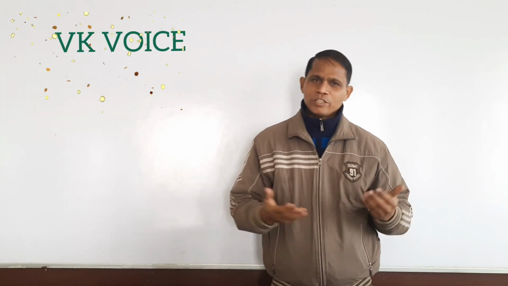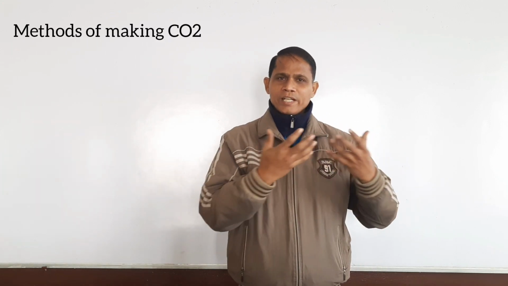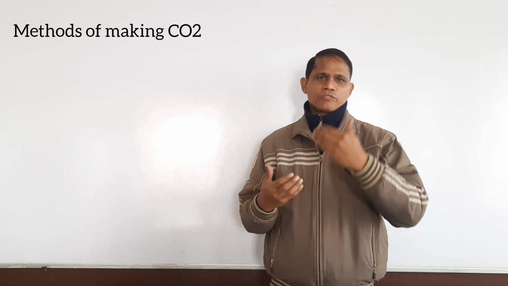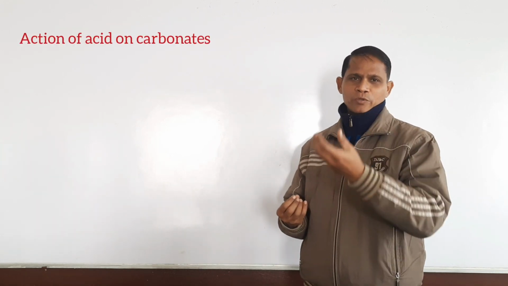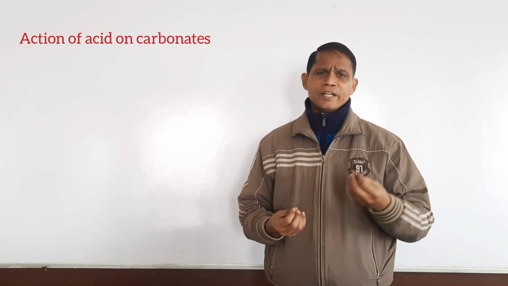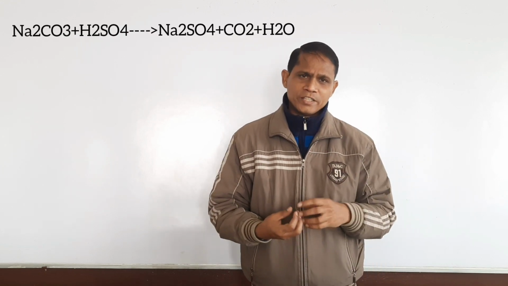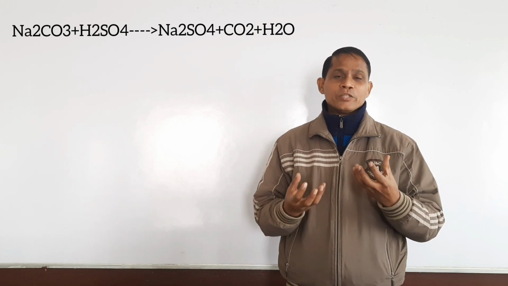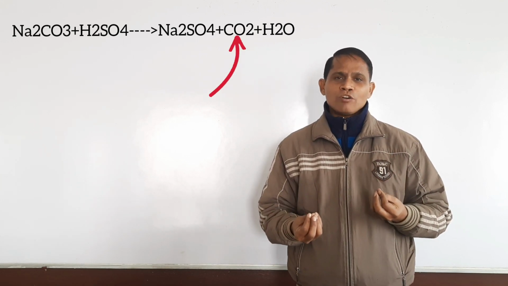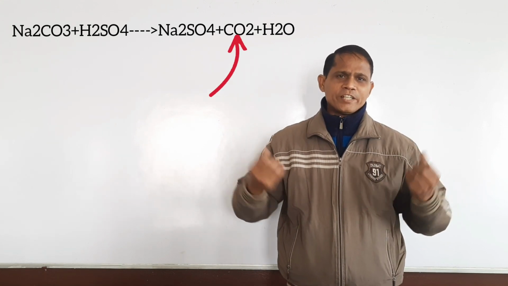Students, today I am going to discuss more methods of making carbon dioxide. The first method I am going to discuss with you is with the help of carbonates. Like sodium carbonate or sodium hydrogen carbonate. When you add a few drops of sulfuric acid on it, you will see effervescence. This effervescence is due to the evolution of carbon dioxide gas. So carbon dioxide gas is generated during this process.